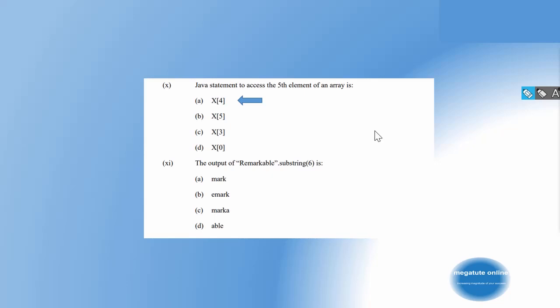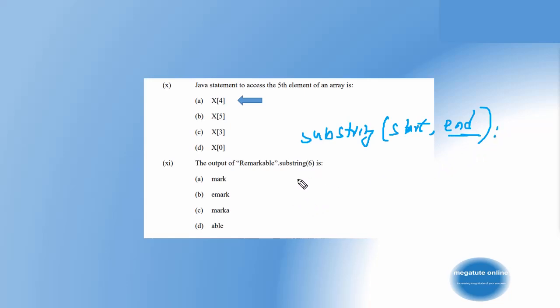The output of "remarkable".substring(6). The substring function, as you all know, needs two parameters. The first parameter is from where to start, and the second parameter is the position up to which it wants to reach. It doesn't reach the last one, it goes one before that. But when the second parameter is not given, like in this case, it pulls out from that position till the end. So if you look at the word remarkable, the sixth position happens to be here, so it will pull out ABLE. So that is the answer. Next, move on to the next one.